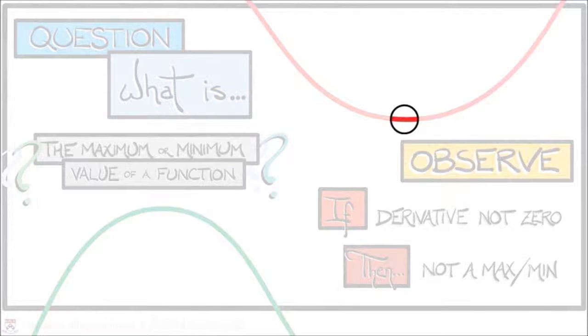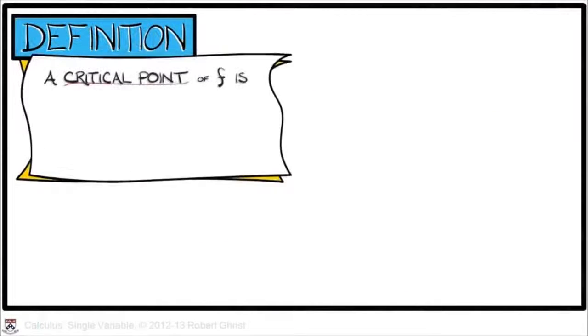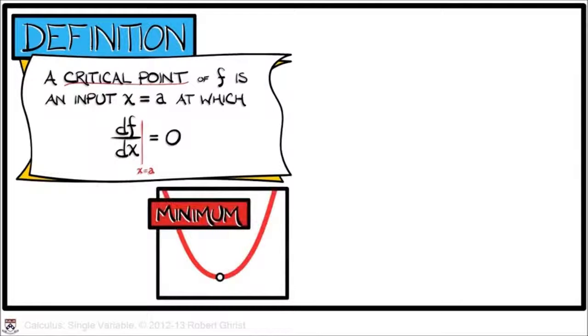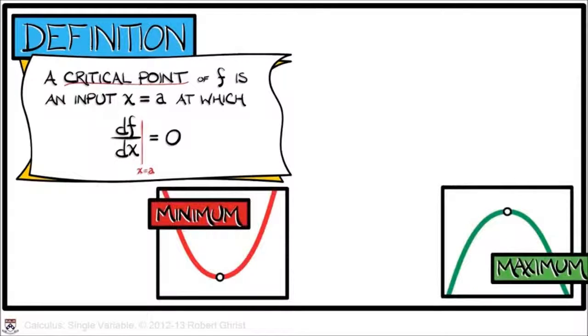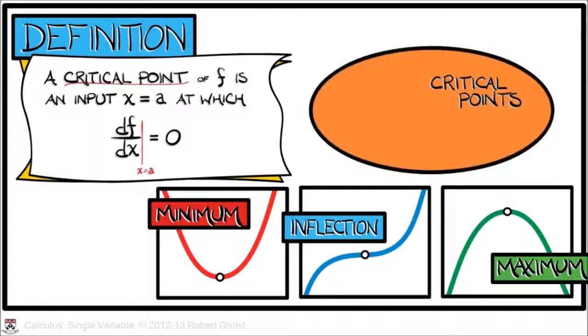Now, of course, we can run that observation in reverse. If we do have a maximum or a minimum, and the derivative exists there, then it must be equal to zero. This motivates the following definition. A critical point of a function f is an input, a, at which the derivative vanishes. If we look at a location where there's a minimum, that's a critical point. If we look at a location where there is a maximum, that, too, is a critical point. However, there are critical points that are neither maxima nor minima, such as an inflection point. In general, the collection of critical points for a function is strictly larger than the collection of extrema, places where you have a max or a min.